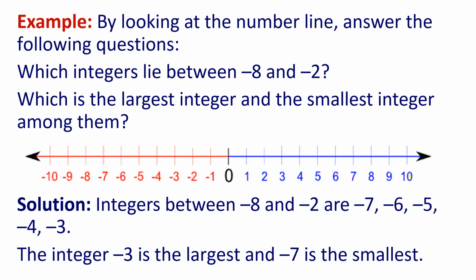Students, look at the number line. You will see -7, -6, -5, -4, -3 are the integers between -8 and -2. The integer -3 is the largest and the integer -7 is the smallest.